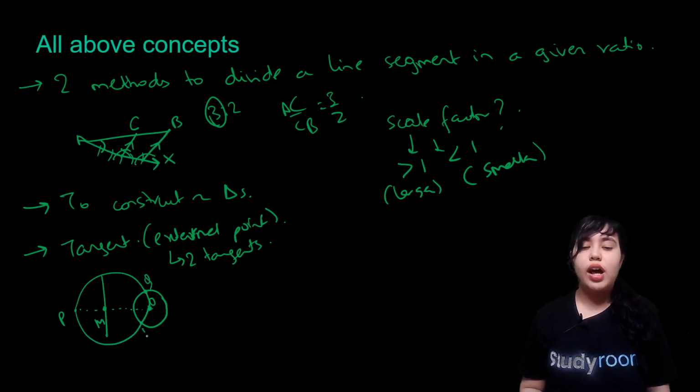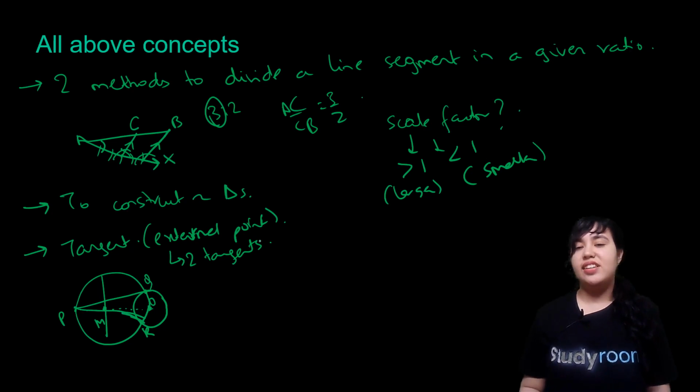I call them Q and R. What do we do next? You simply join PQ and PR, and they turn out to be the two tangents to your circle.